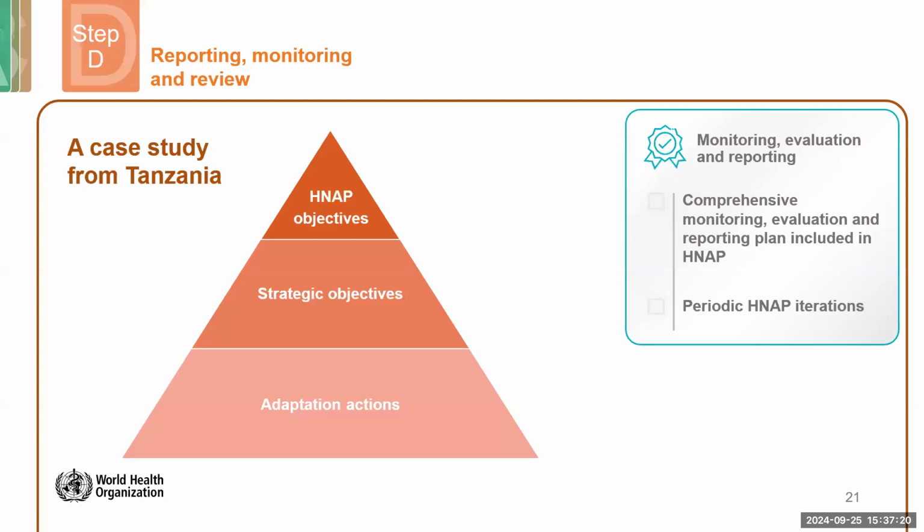So this is an applicable framework for many settings, starting from the ground up. So starting from the ground up, some of the questions we can ask are: are the actions being implemented? So this is after developing the HNAP and having an implementation plan, looking at the reporting, monitoring, and reviewing. Are the actions that are included in the HNAP being implemented? If they are, are they contributing to the strategic objectives? And are we meeting our wider HNAP objectives? That is, are we increasing the resilience of the health system to climate change? Or are we reducing the health effects, health risks on the populations?